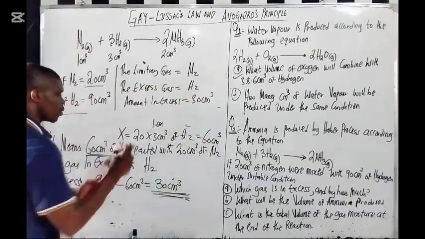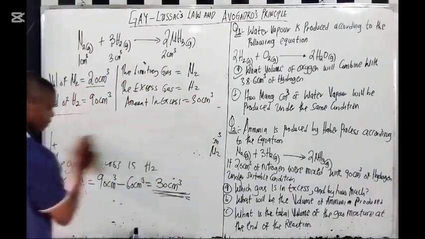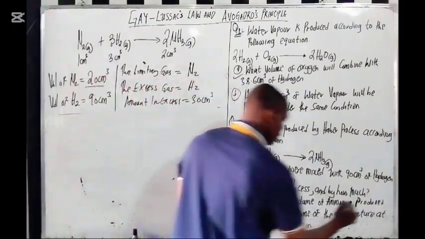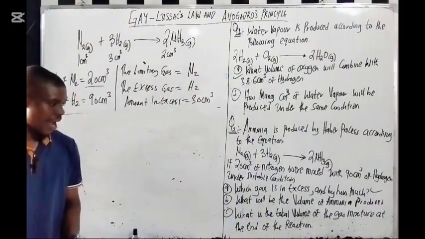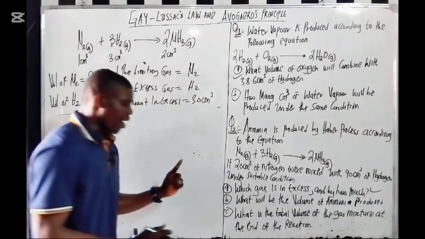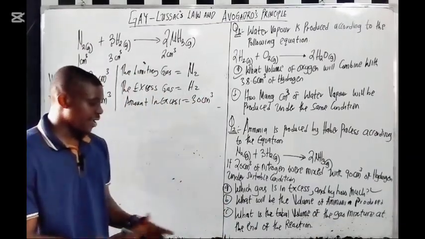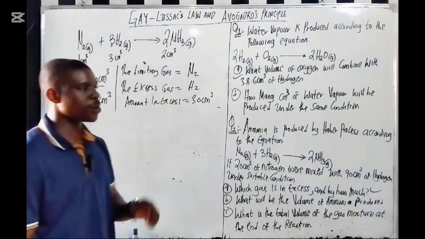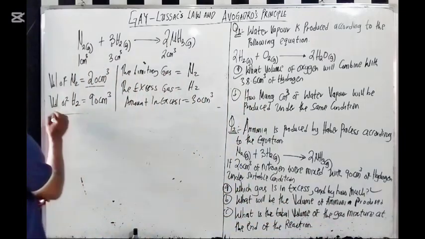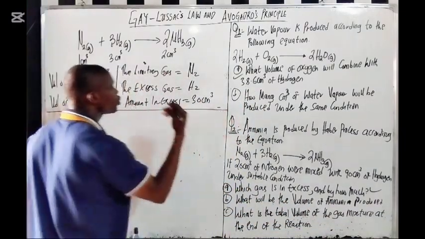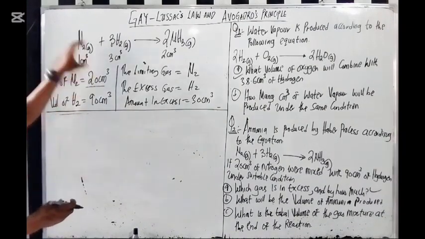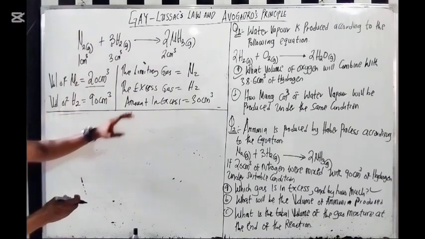Is it clear? So we have calculated the A, right? From the A, when they say calculate again, they ask what will be the volume of ammonia produced? To calculate the volume of ammonia produced, you use the volume of N2, because 20 cm³ reacts with only 60 cm³.